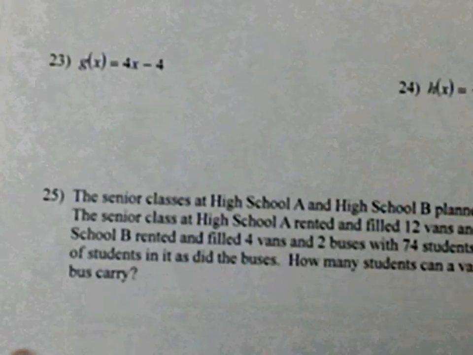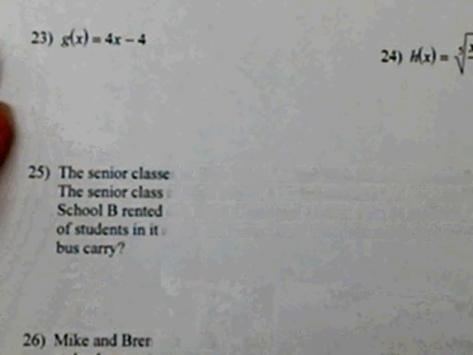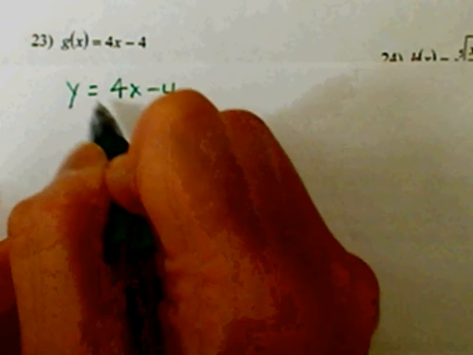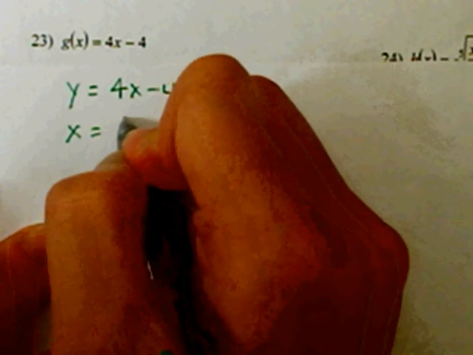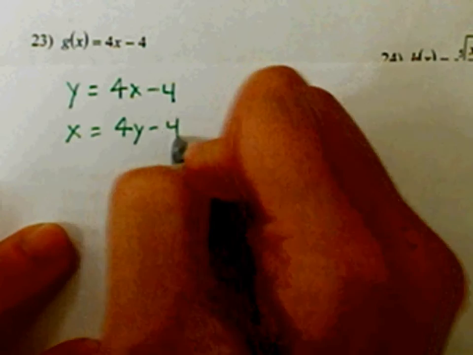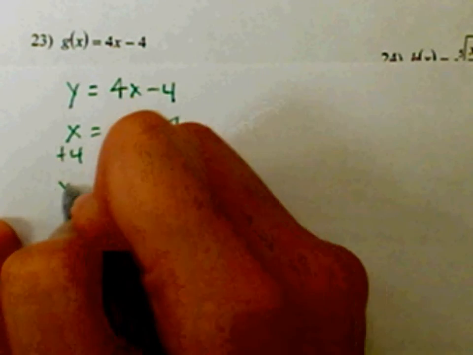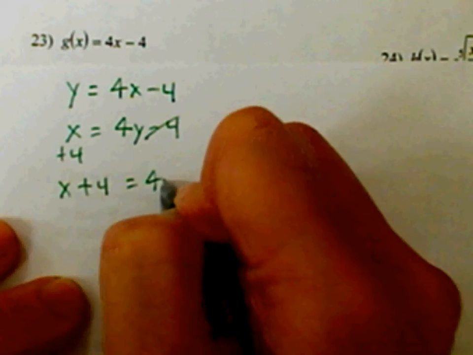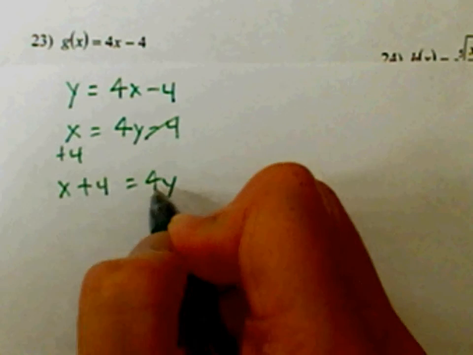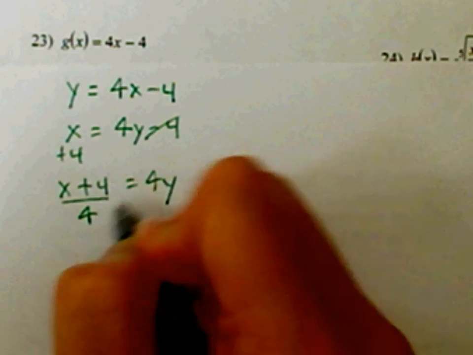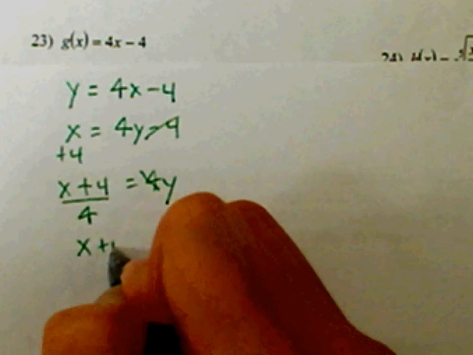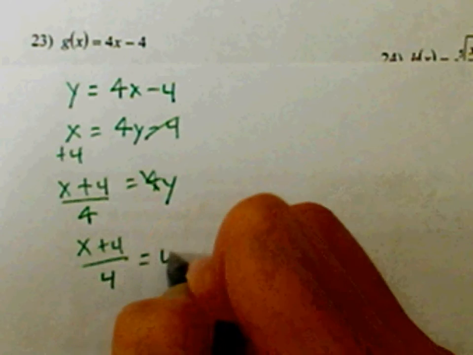Number 23. We are also still finding the inverse. Okay. So let's rewrite our g of x as a y. Y equals 4x minus 4. Switch your x and your y because you're looking for the inverse. So you now have x equals 4y minus 4. Solve for y. Add 4. So x plus 4 is equal to 4y. Solve for y. This is 4 times y, so I'm going to divide it by 4. So now you have x plus 4 divided by 4 is equal to y.